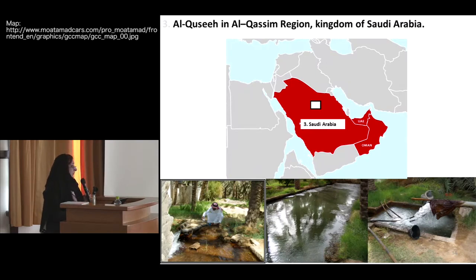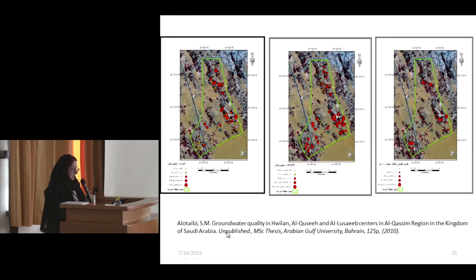The third case study is from Saudi Arabia. Here is my student Sanad, and we did the same. We have the spatial distribution. Wherever there is yellow, that means below the standard. Anything red is higher than the standard. The size of the circle means the concentration. So we have the distribution, and we found as well there is contamination from nitrate and from bacteria in some wells.